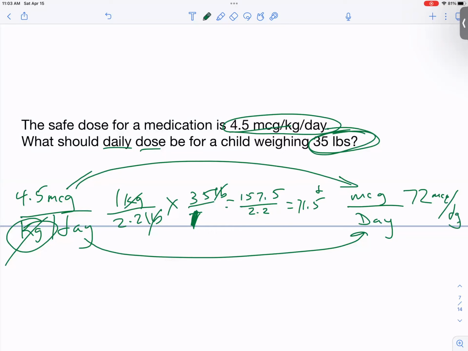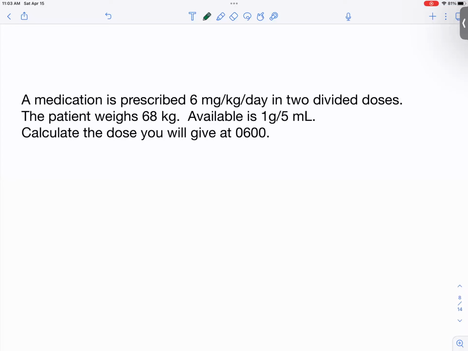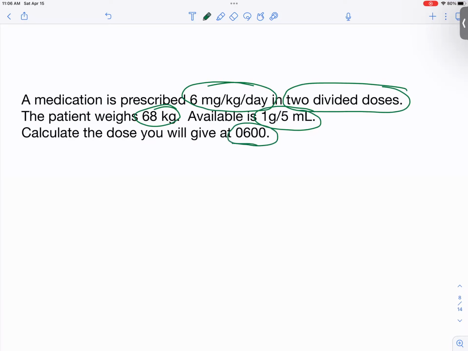Beautiful. Here is the difference. I'm going to tell you to pause if you're watching the video and try to solve this. The doctor ordered 6 milligrams per kilogram per day, but it's going to be given in 2 divided doses. The patient weighs 68 kilograms. It comes in grams and milliliters, and you have to figure out what you're going to give for one of those 2 doses. So 6 milligrams per kilogram per day.